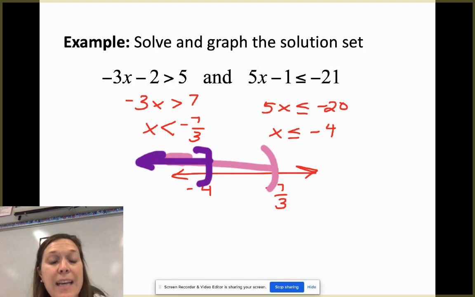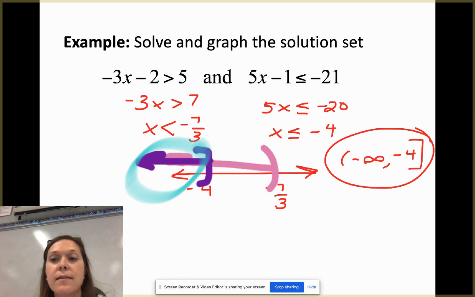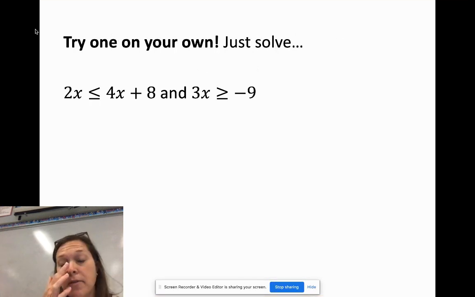Okay, so this is an and. That means we're looking for the intersection. Where's the intersection happening? Right there. So my furthest left is negative infinity. My uppermost is negative 4 with a square bracket. And that's going to be your solution. Okay, try this one on your own.